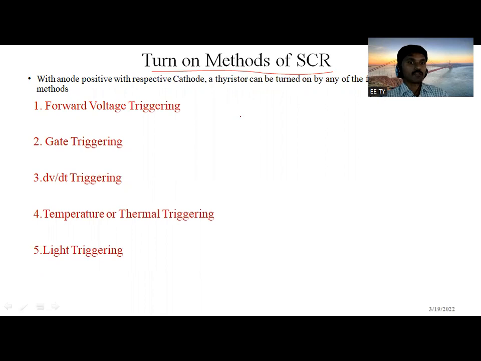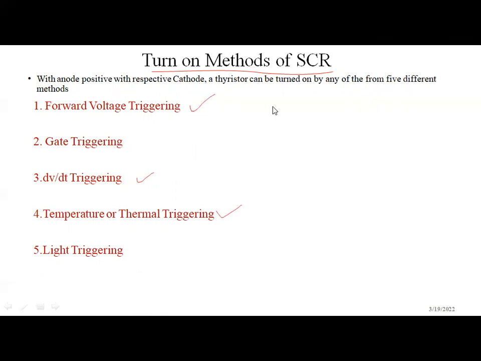One by one we will discuss. Tomorrow, because it is a very lengthy topic. How can we turn on the SCR using forward voltage triggering? How can we turn on the SCR using gate triggering? Already we know the gate triggering concept. How can we turn on using dV/dt triggering? How can we turn on using temperature or thermal triggering or light triggering? Clear? So can we discuss tomorrow? Online?